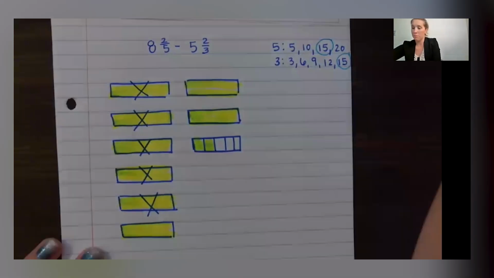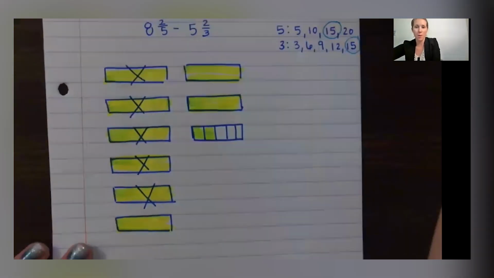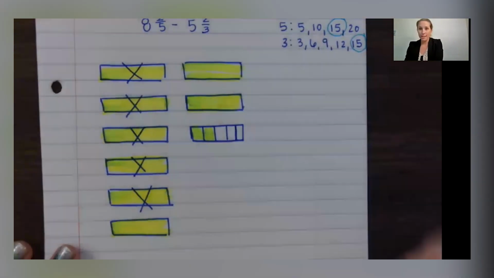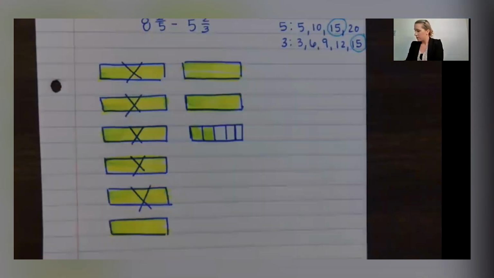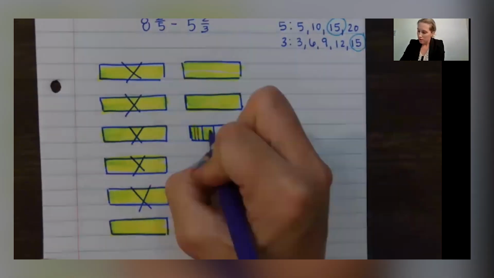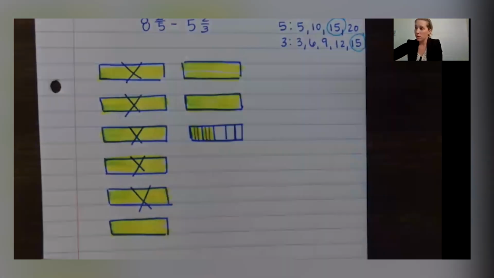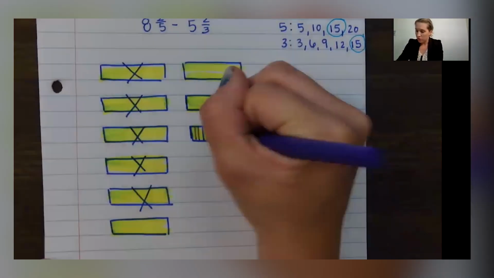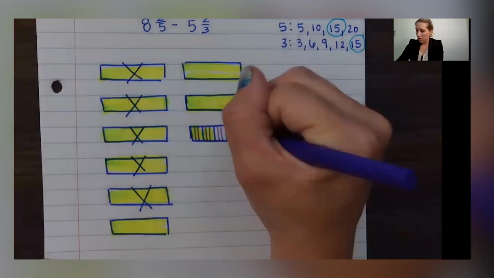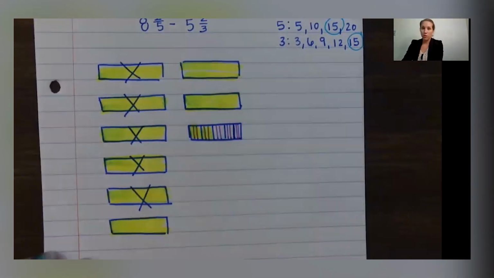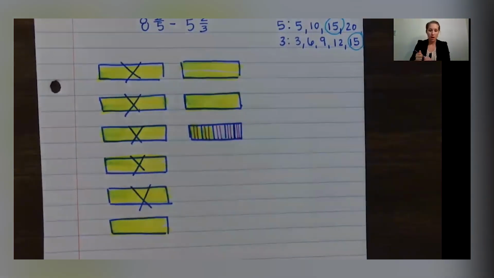So let's do that. I'm going to zoom in a little so we can see that better. Each of my pieces now needs to be cut into 3. So let's do that. 1, 2, 3. Again, 1, 2, 3. All right.